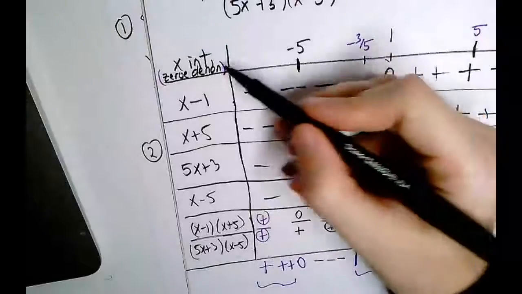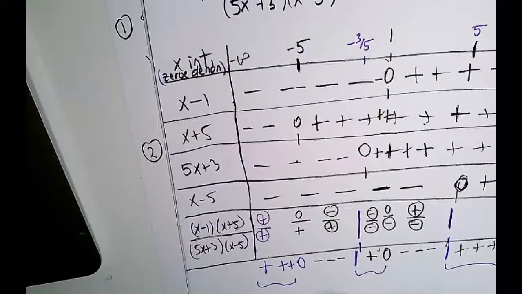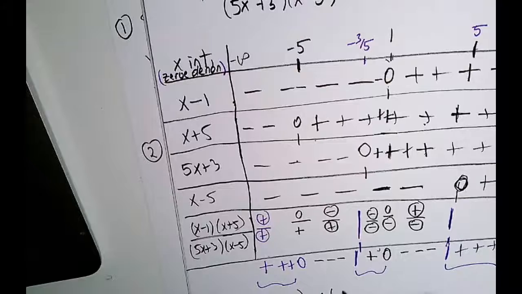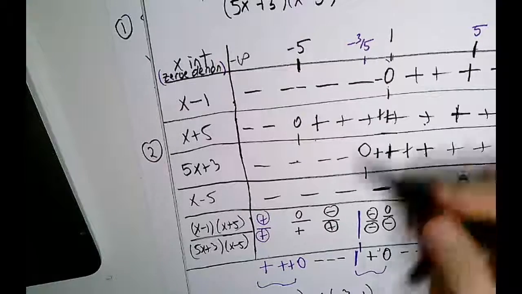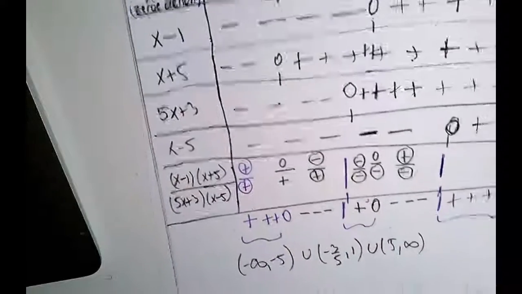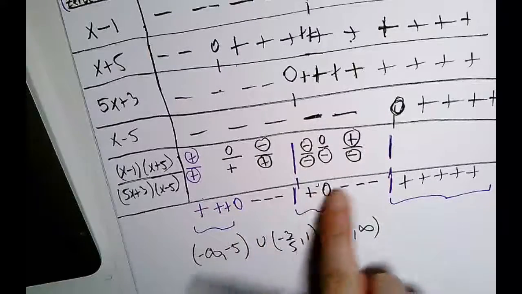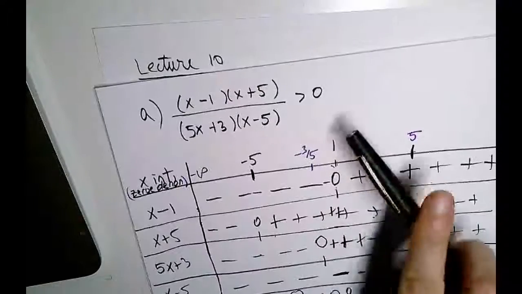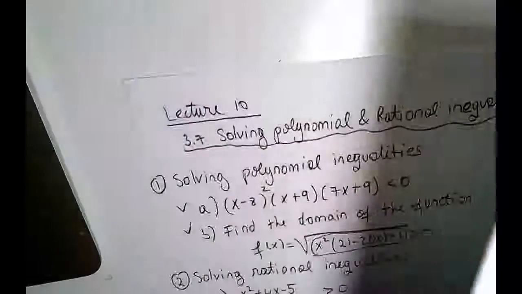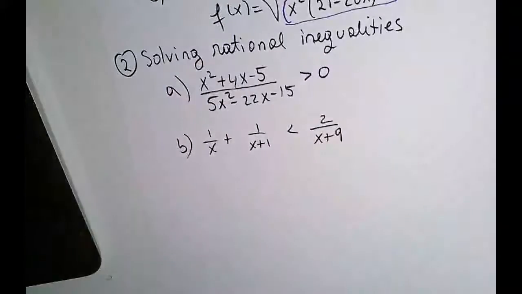I have, it's from negative infinity to negative 5. And then from negative 3/5 to 1. And then from 5 to infinity, sorry. These are the 3 intervals where we have pluses, and we were interested where it is greater than 0. Alright, so we'll do one more.